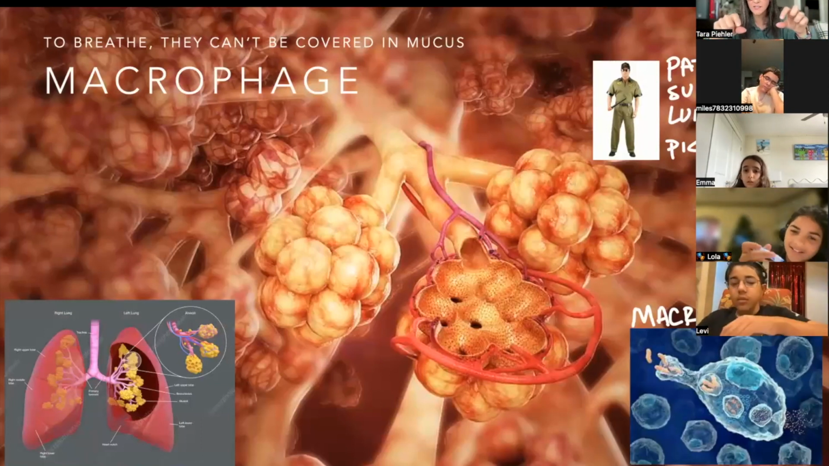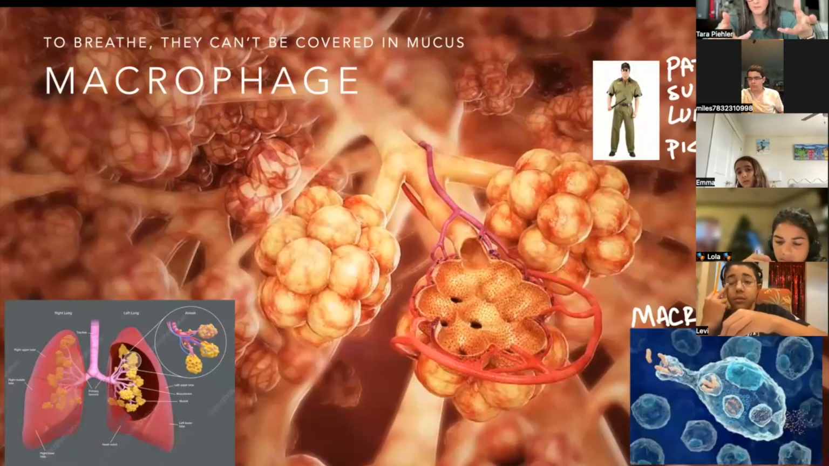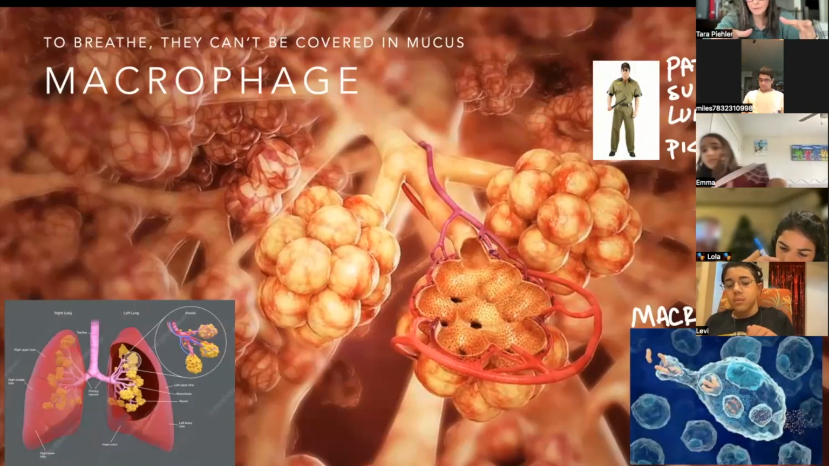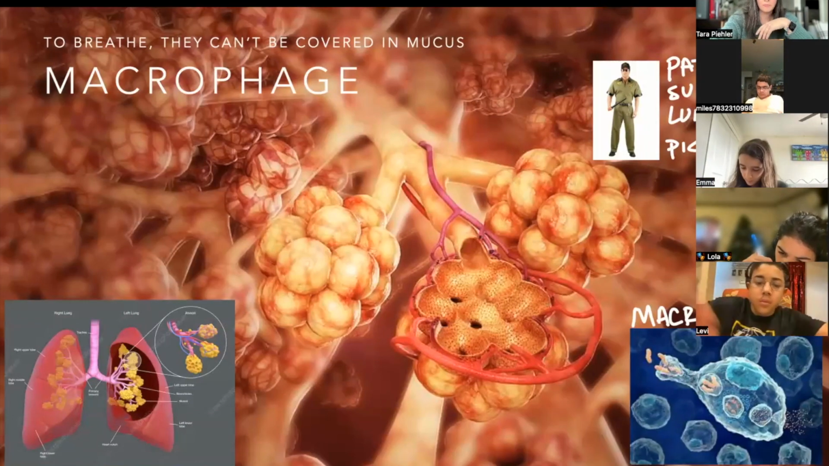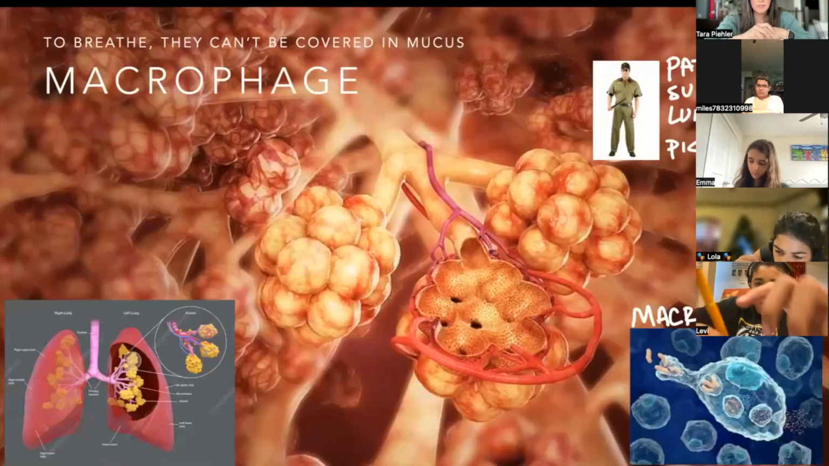These sacs are your air sacs. This is how you're breathing. So these cannot be filled with mucus, right? We wouldn't be able to breathe. So in order to stay safe, our next line of defense is, actually, there's our mucus and our antibodies and our white blood cells, what Grace was saying.